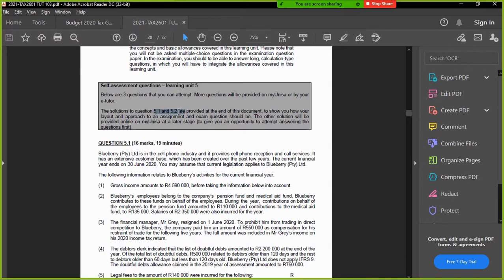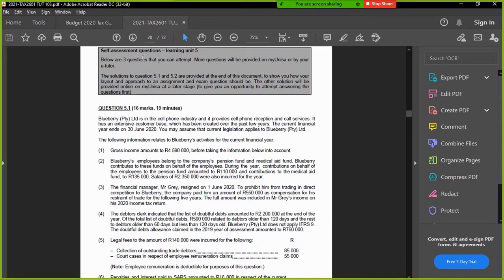Solutions to questions 5.1 and 5.2 are provided. And then what about the third one? Oh, and then the other solution will be provided online on myUnisa. I don't know why they do that. Before they gave everything, now it looks like they're going to be giving it to you as and when they want to. Can you see this, Cheryl? Yes. So is that the same here with number 4? Maybe we need to wait for them, looks like it. I'm just noticing it now, because you can actually do these questions and then we can check it next week if you've got any problems.